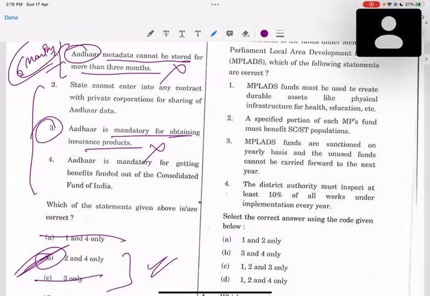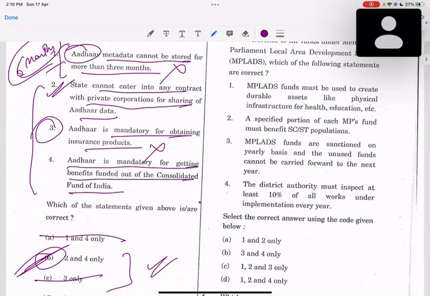Otherwise, if you have read the Supreme Court judgment, it simply says the state can enter into any contract with a private corporation for sharing Aadhaar data. It's directly written in that judgment. We cannot share the data with the private sector. Also, as I said earlier, Aadhaar is mandatory for getting benefits funded out of the Consolidated Fund of India. This was included in the Aadhaar Act, and this was upheld by the Supreme Court.